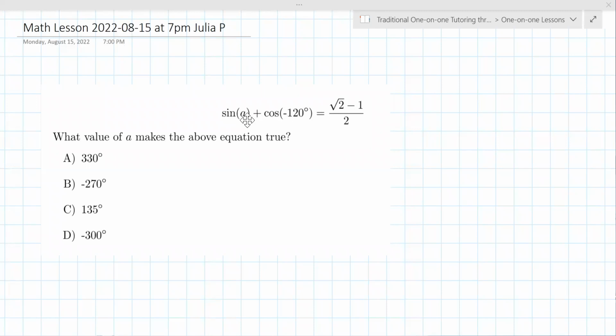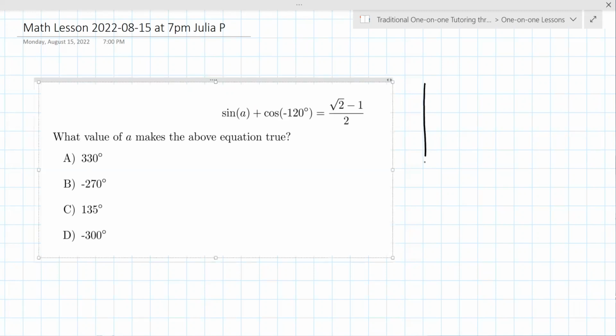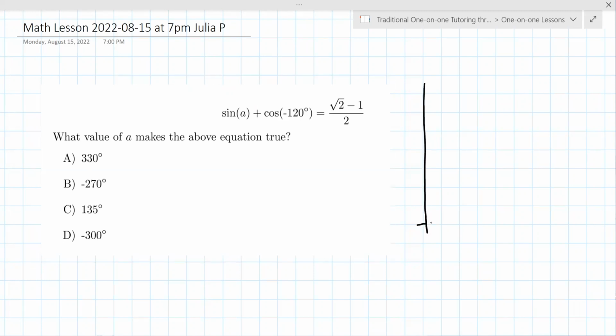through, and it gives you the sine of A, cosine of minus 120 degrees, and it gives you something over here on the right. So I was mentioning that you really want to know your unit circle really well. And in particular, you want to know the first quadrant really well. You want to know that that's 1, 0, that that's 0, 1.